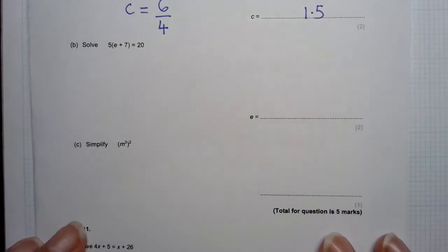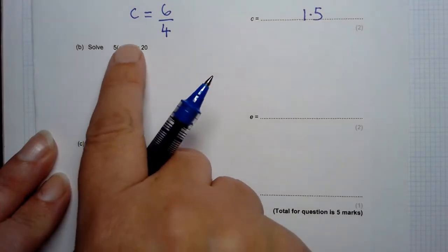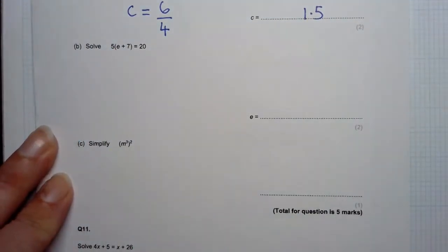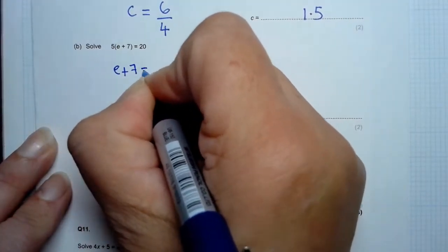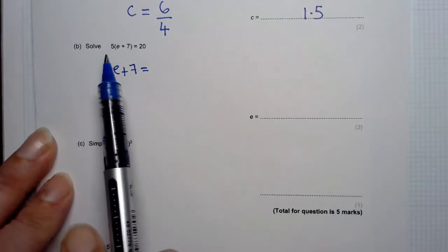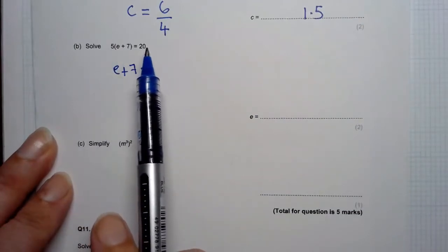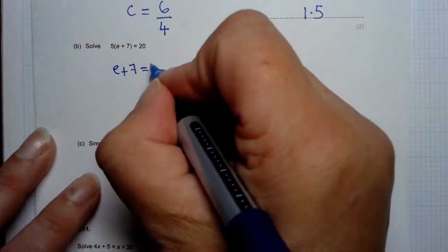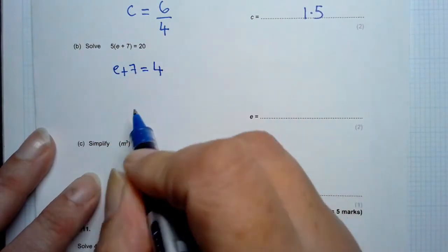Okay, for part B, again you can choose whether or not you want to multiply this out or just cover up the bracket and work out this part. So it's probably quicker covering the bracket. Our next line of working would be e plus 7 equals, and you get your answer to that by either working out what you times 5 by to get 20, or by dividing 20 by 5. Now 5 times 4 is 20, so I know that this is going to be 4.